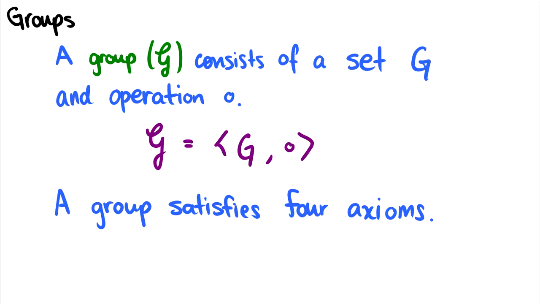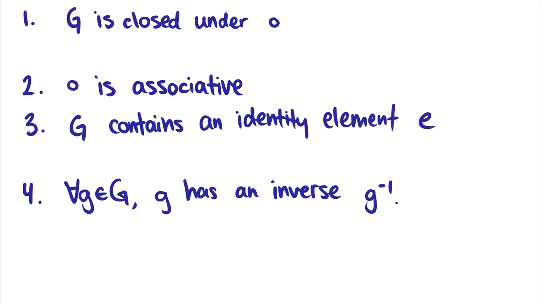group is. So a group G, this nice fancy cursive G, consists of a set G and an operation, which we call circle, and a group satisfies 4 axioms. So it's a pair with a set and an operation. We've seen this before, but there are 4 things that must occur in a group. First of all, G is closed under the operation, which means that if I have 2 elements A, B in our set G, then it better be the case that A dot B is also going to be in G.